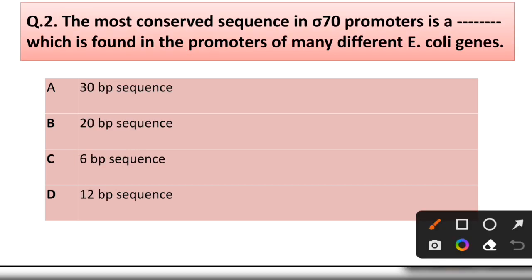Question number 2. The most conserved sequence in sigma 70 promoters is a, which is found in the promoter of many different E. coli genes. 30 base pair sequence, 20 base pair sequence, 6 base pair sequence, 12 base pair sequence. Answer is option C, 6 base pair sequence.